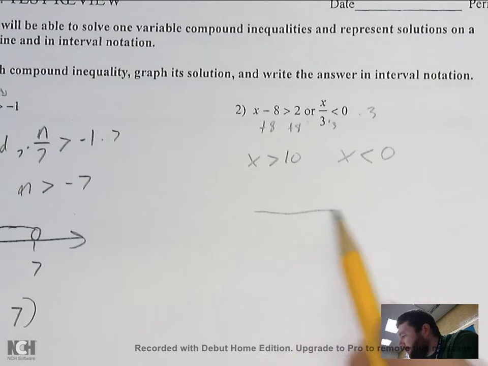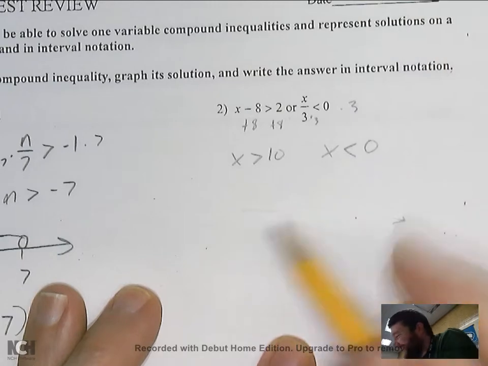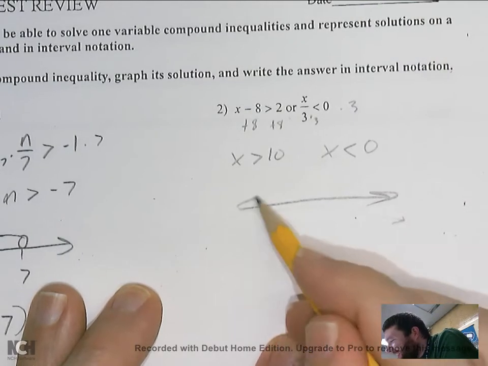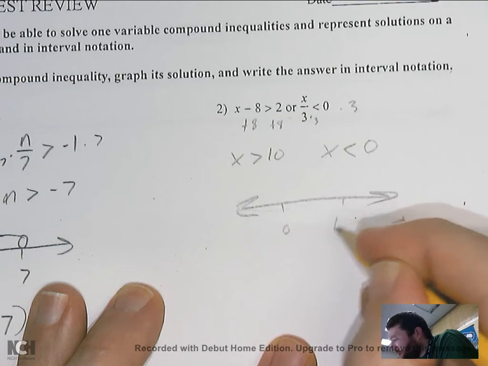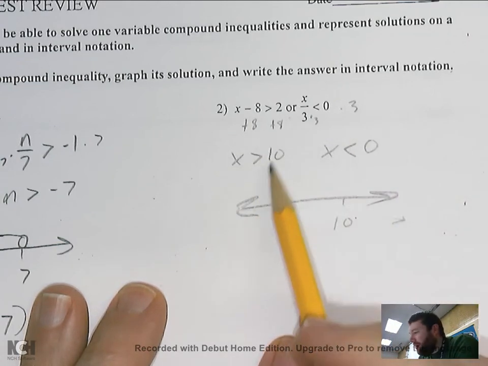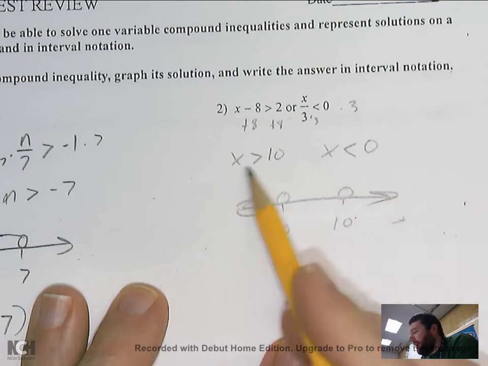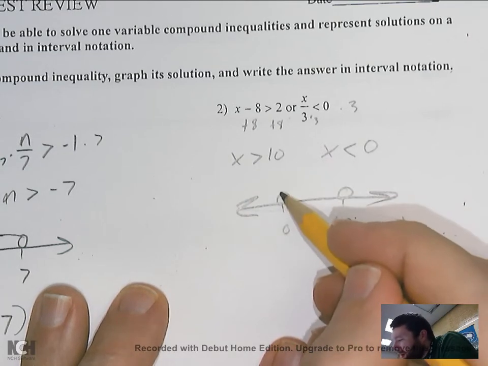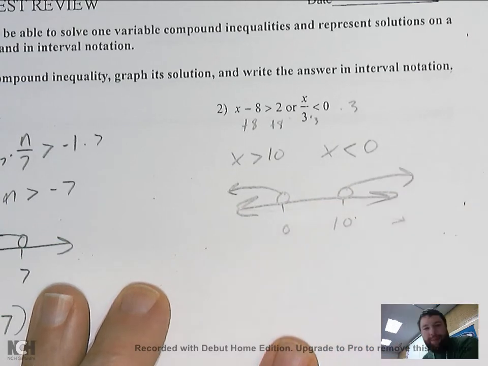Then we would graph them. That's a very crooked graph. Sorry. Okay, there's my number line. I've got a number at 0 and a 10. And these are both going to be open circles again, so they don't have the line underneath it, not equal to. And they're going to go opposite directions. It's less than 0 and it's greater than 10.